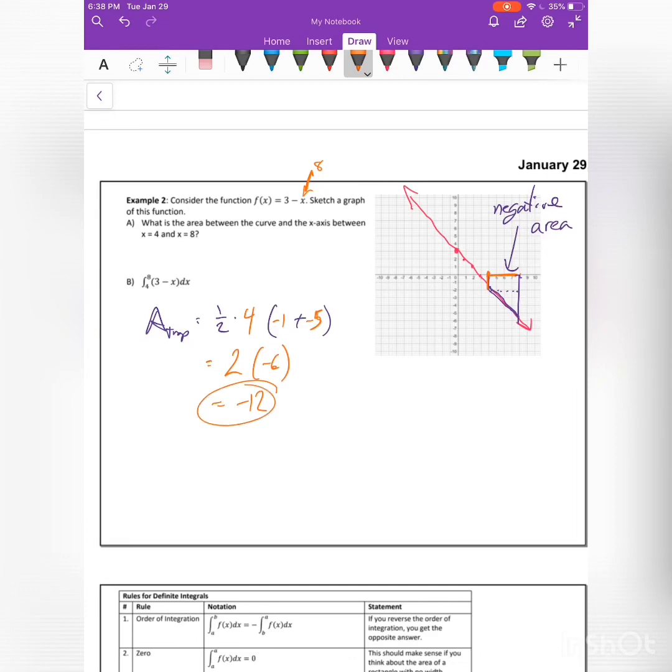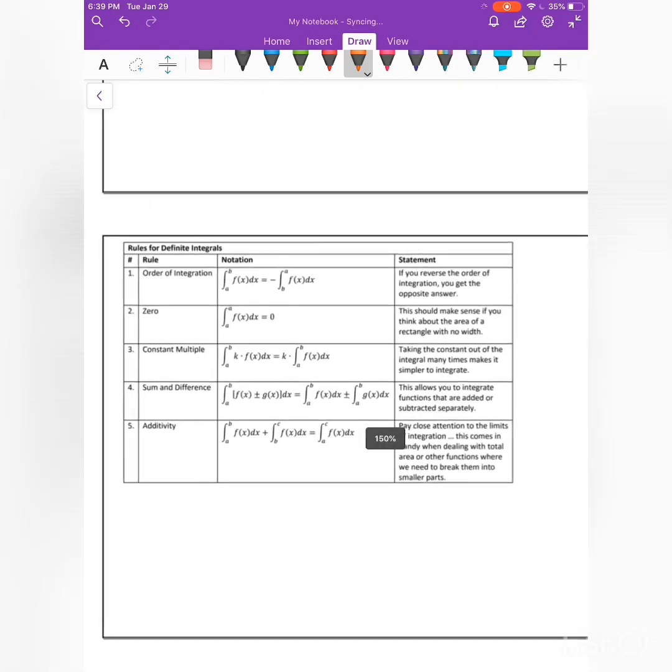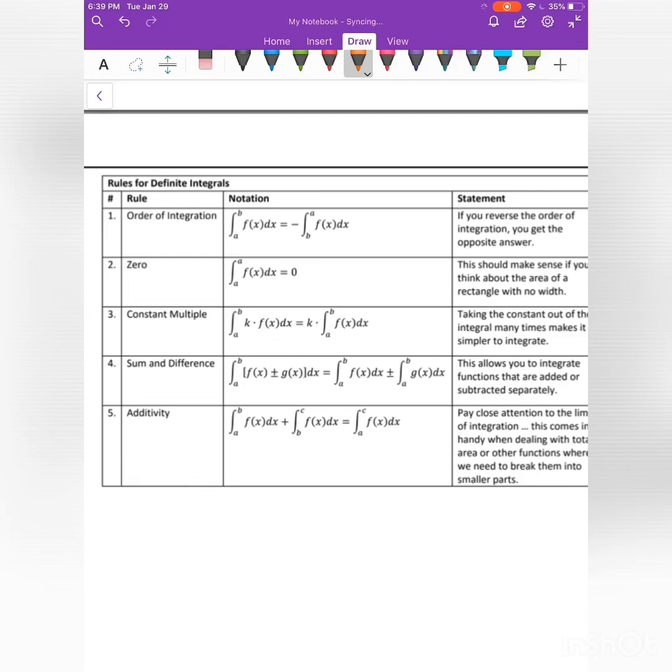So I'll go kind of quick through this next piece. These are integration properties. Interesting things I'll talk about quickly. If you integrate from A to B, that's kind of going forward in my mind. Well, if you integrate from B to A, that's kind of integrating backwards.